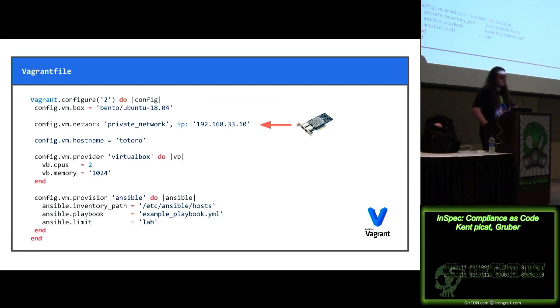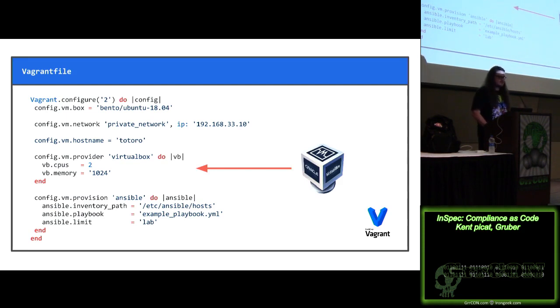And then I would have a private network. So this is just spinning up a local virtual machine with VirtualBox. This would be the private IP that it'll be provisioned with. And this would be the host name that I want. And then I want VirtualBox with 2 CPUs and 124 megabytes of memory or whatever the case is. And then we're going to provision with Ansible, and it's going to be that playbook, and I'm going to limit to the host lab.